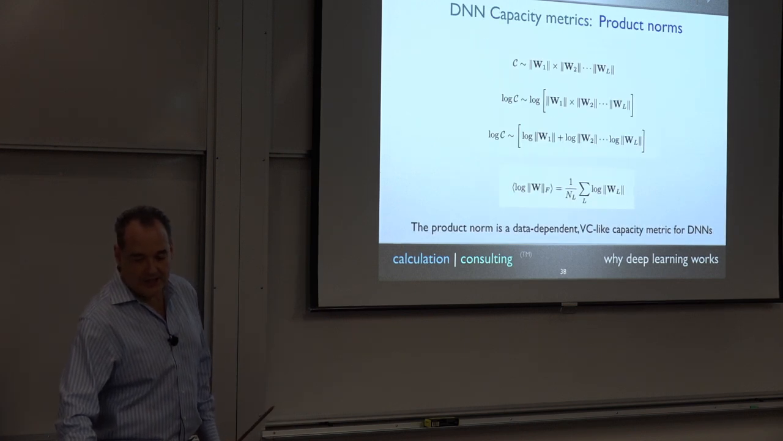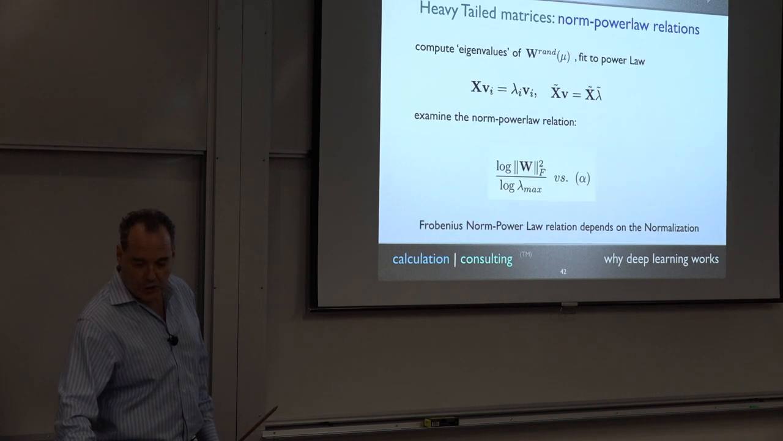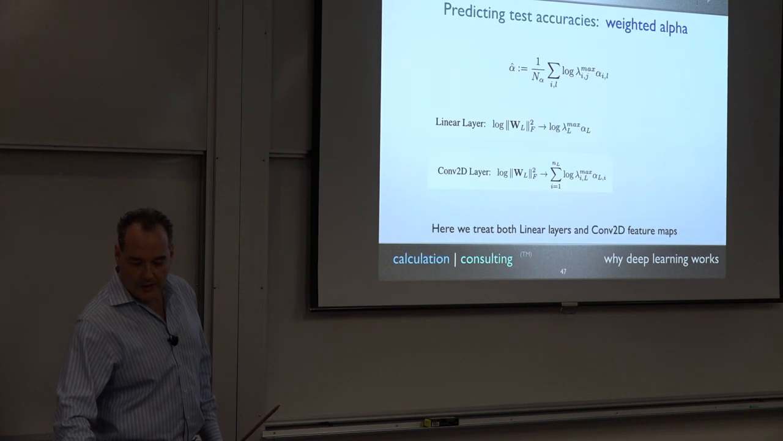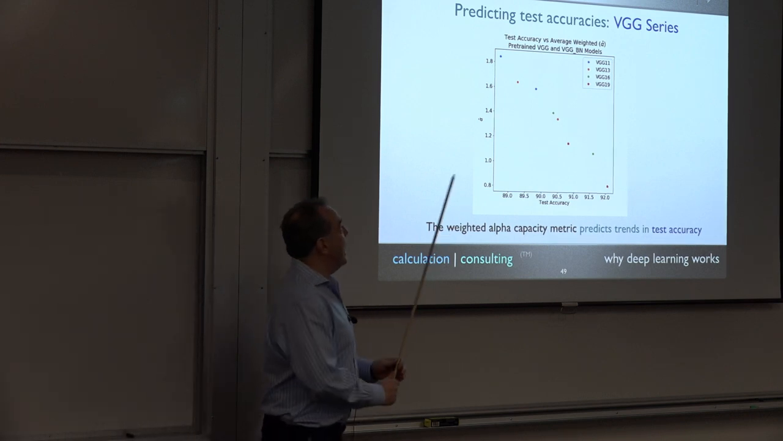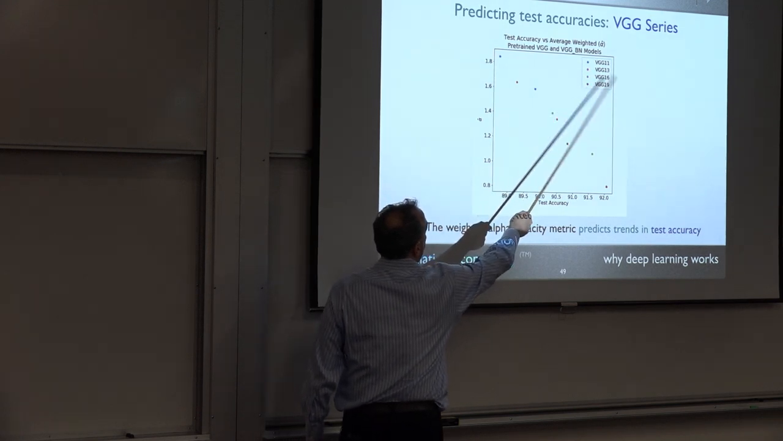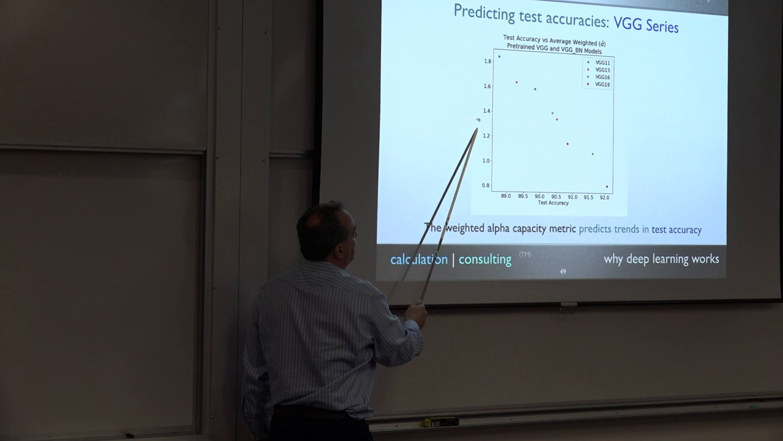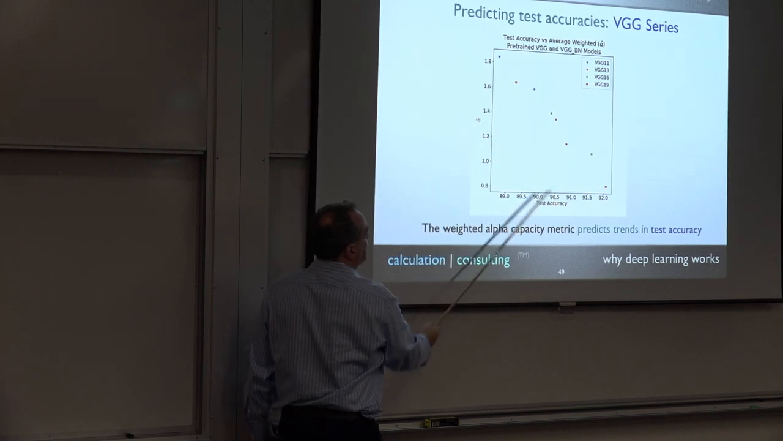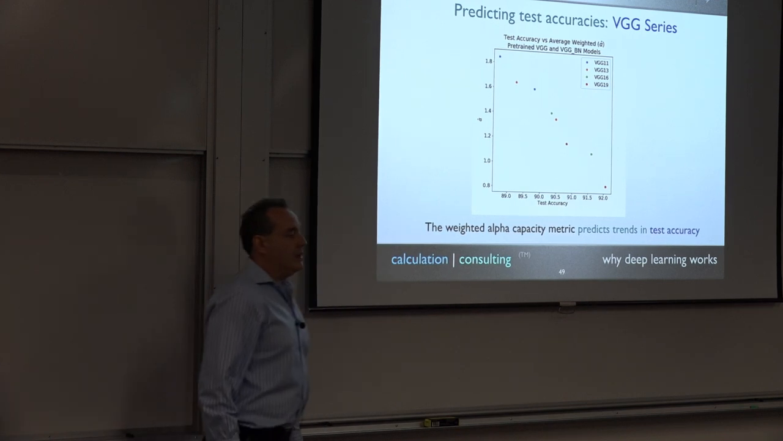So to do this, and it turns out you can do this. In fact, I'll try to jump forward and show you, just to convince you this does work. For example, if you take this capacity metric and apply it to the series of VGG models, VGG11 with and without batch norm, and you look here, this is the average complexity metric, average weighted alpha, and this is the reported test accuracy, you get an almost perfect linear correlation.